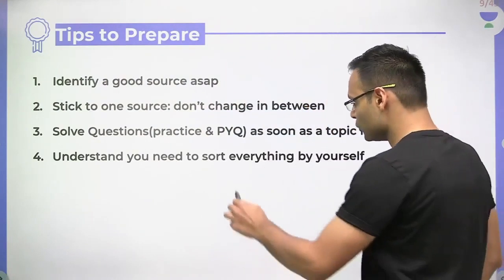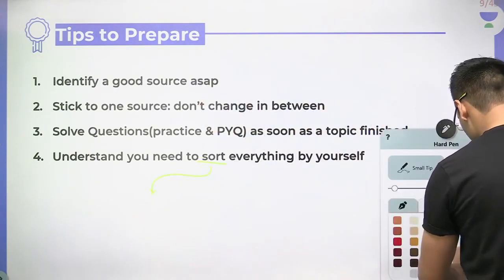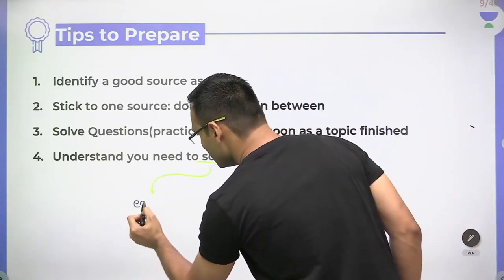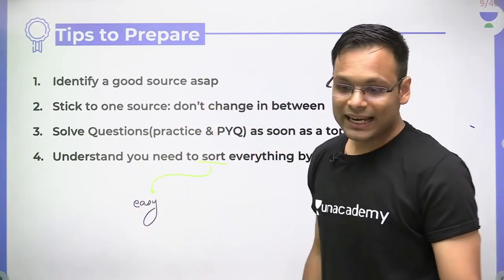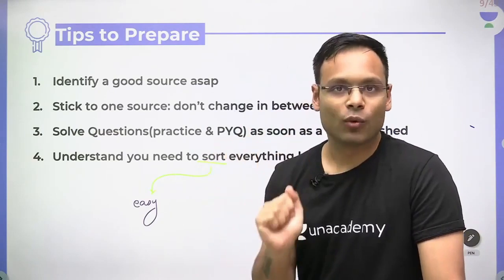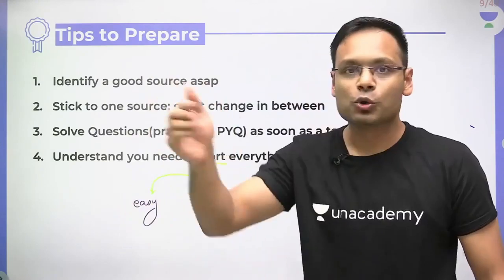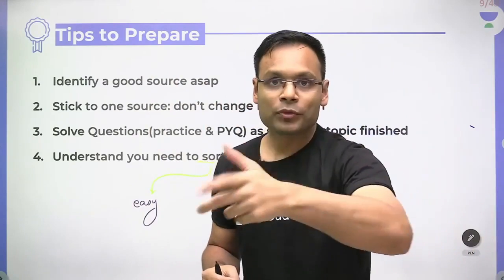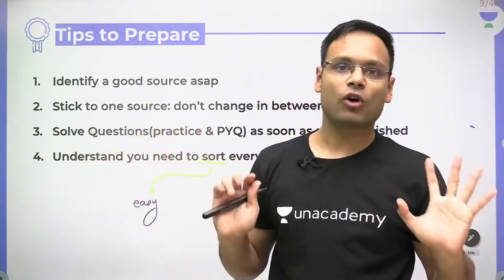There are two types of students. One type of people can sort these things easily. Sorting becomes easy for them just because they understand what the requirement is. They understand what GATE's requirement is. If people understand the requirement, of course they can sort things easily. They know how to prepare, what to prepare, what to follow, how to follow, everything, so they can easily sort.